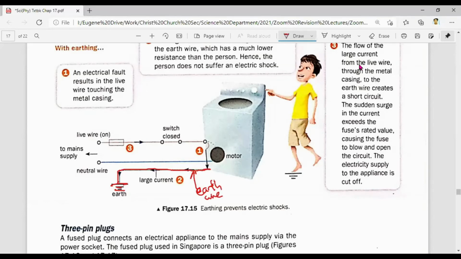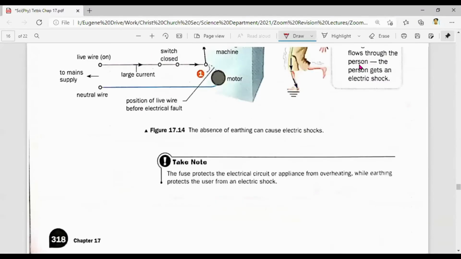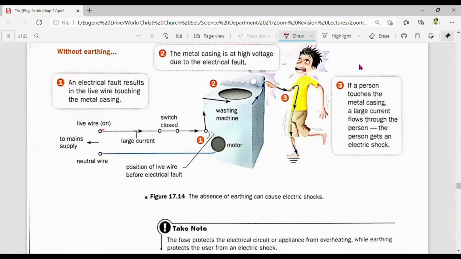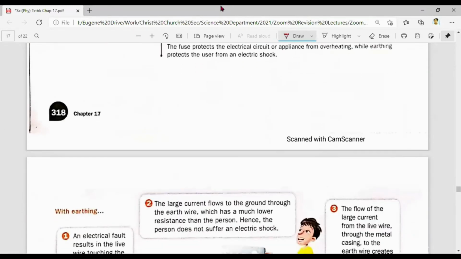Okay, typically how the current will flow is from the live wire to the motor. From the motor, it flows out through the neutral wire. This is the typical flow of how the current is going through. You realize it doesn't go through the earth wire at all.